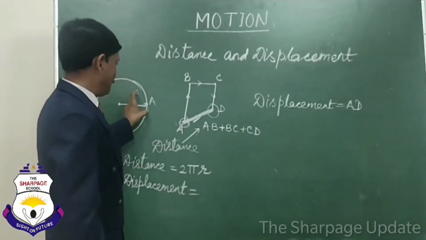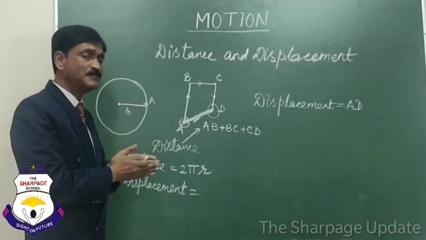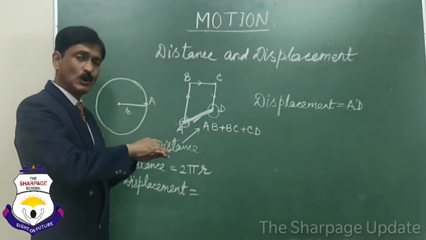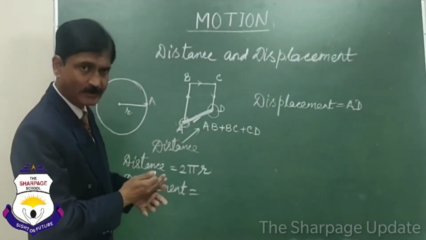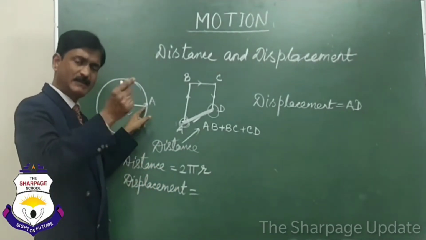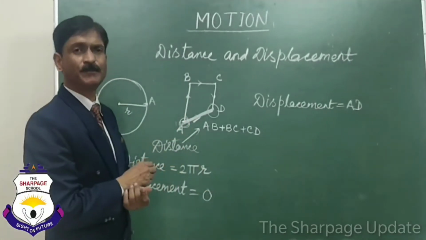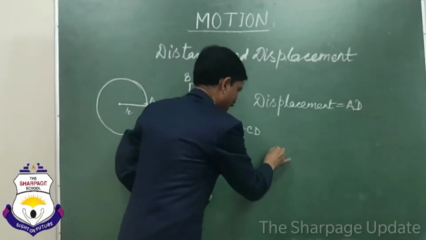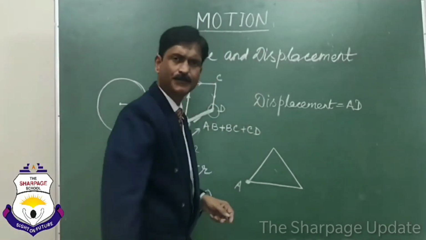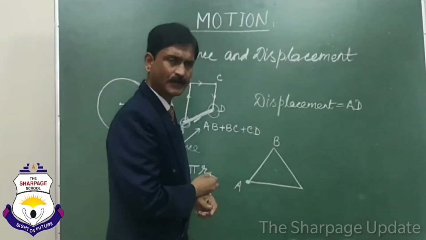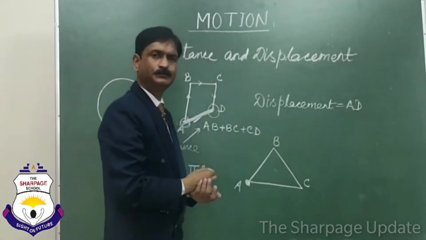Why? Because the person starts from point A and stops at the same point. So his initial point and finishing point are the same point. There is no distance between the initial position and final position. So the displacement is zero. Again, by another example, if a person starts from point A, he goes to point B, then he goes to point C, and then he stops again at point A.